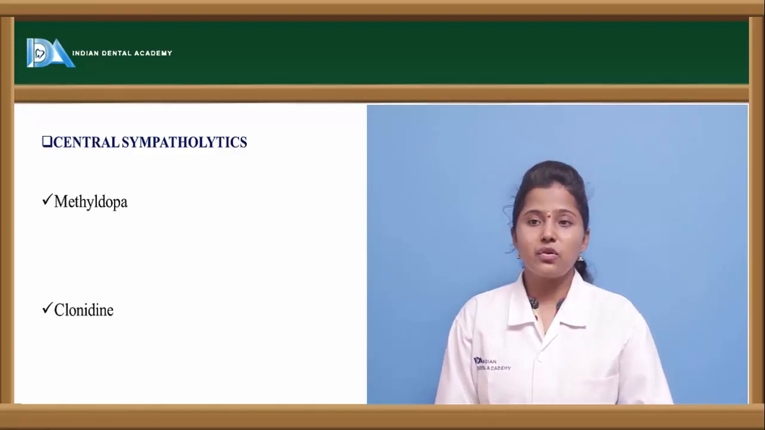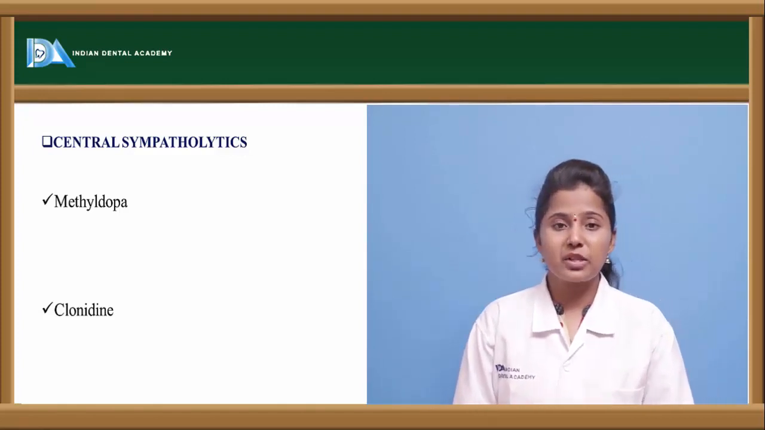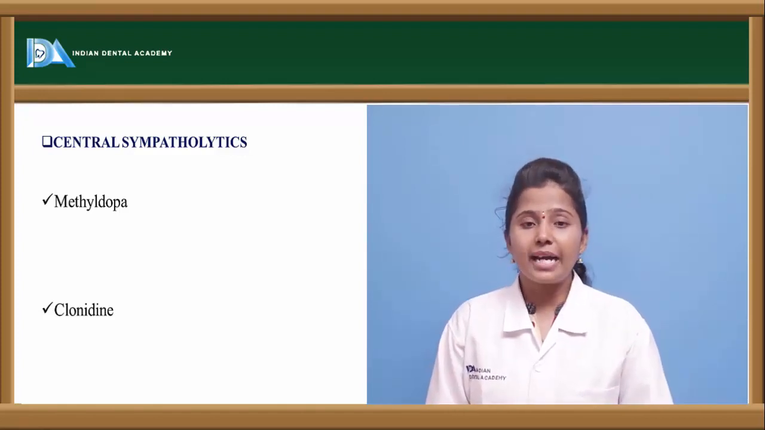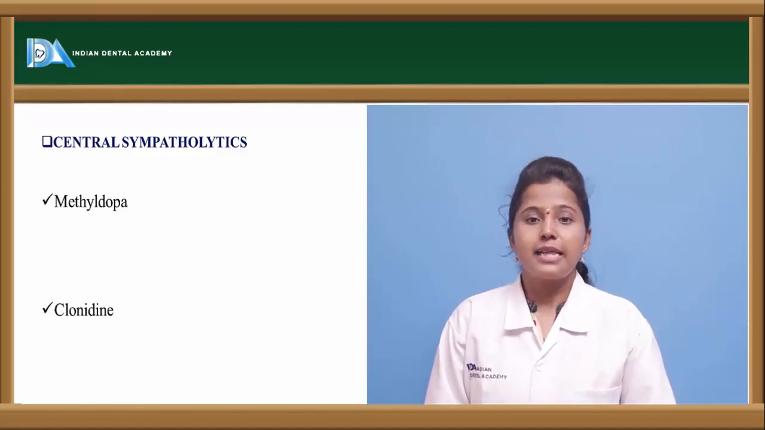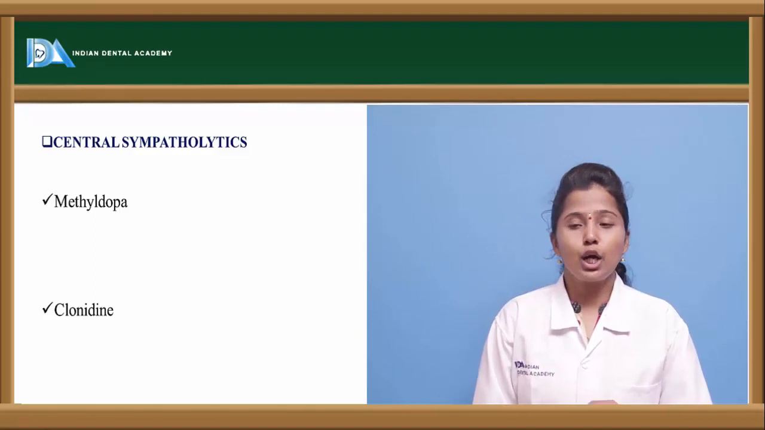Central sympatholytics. Central sympatholytics are the drugs which act on the sympathetic nervous system and exert their action. They are methyldopa and clonidine.